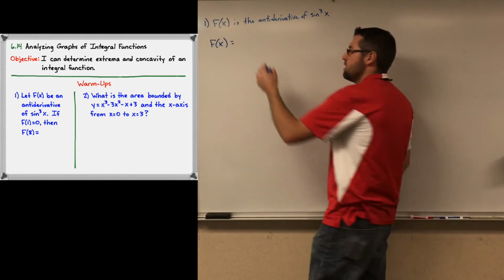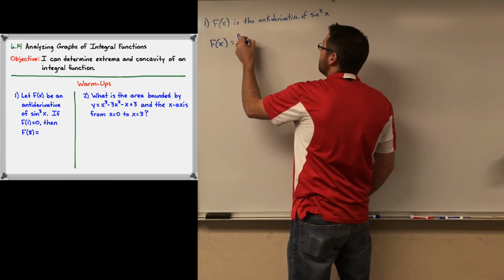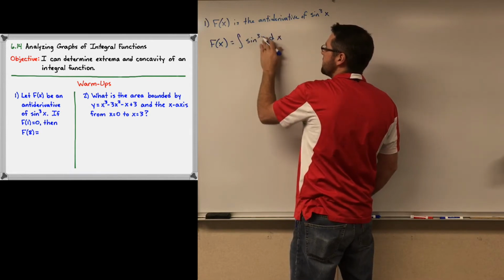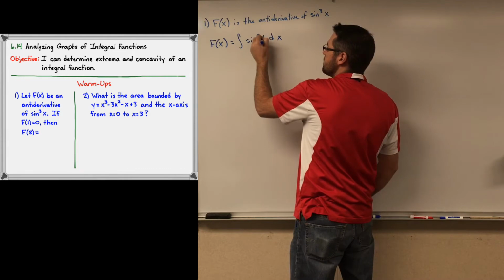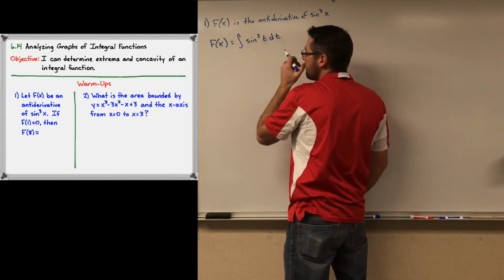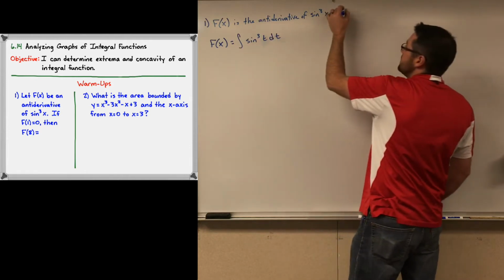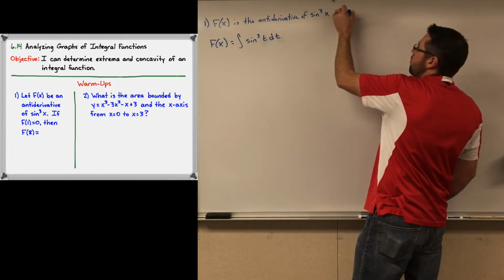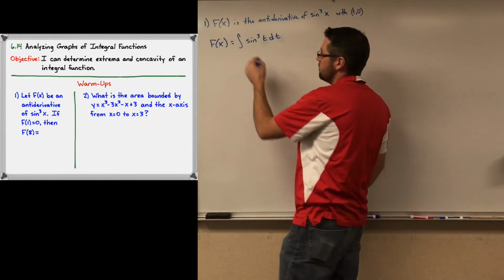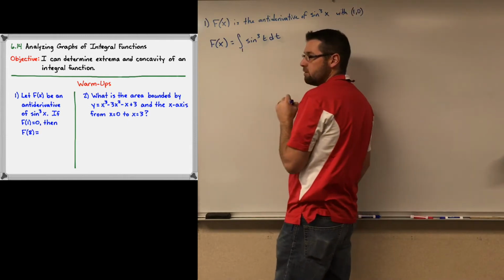You guys will kill me. The integral of sine cubed x from, or dx, sorry, this shouldn't be x, this should be t. What's the lower bound? Right, because the initial condition was 1 comma what? 0, because f of 1 is 0. So the lower bound is 1.